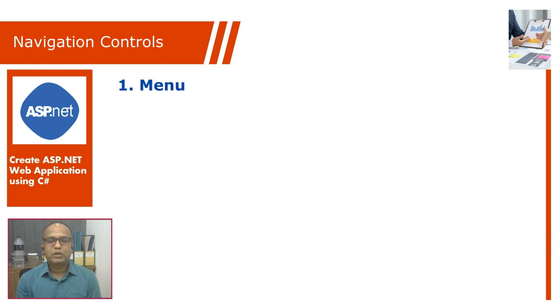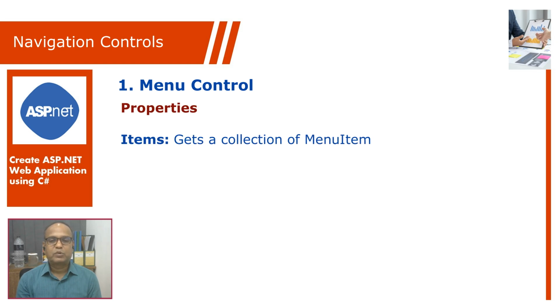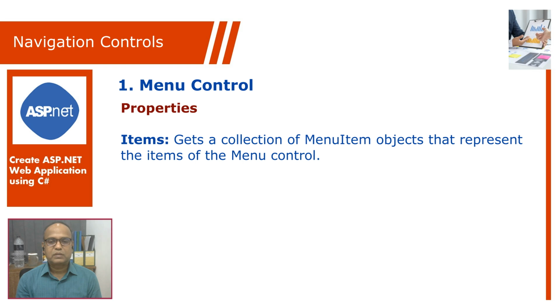Number 1. Menu control. A flexible way to create navigation menus for web applications. It supports various styles, orientations, and can be bound to a data source for dynamic content. The user can trigger navigation by clicking on items. Properties. Items gets a collection of menu item objects that represent the items of the menu control.